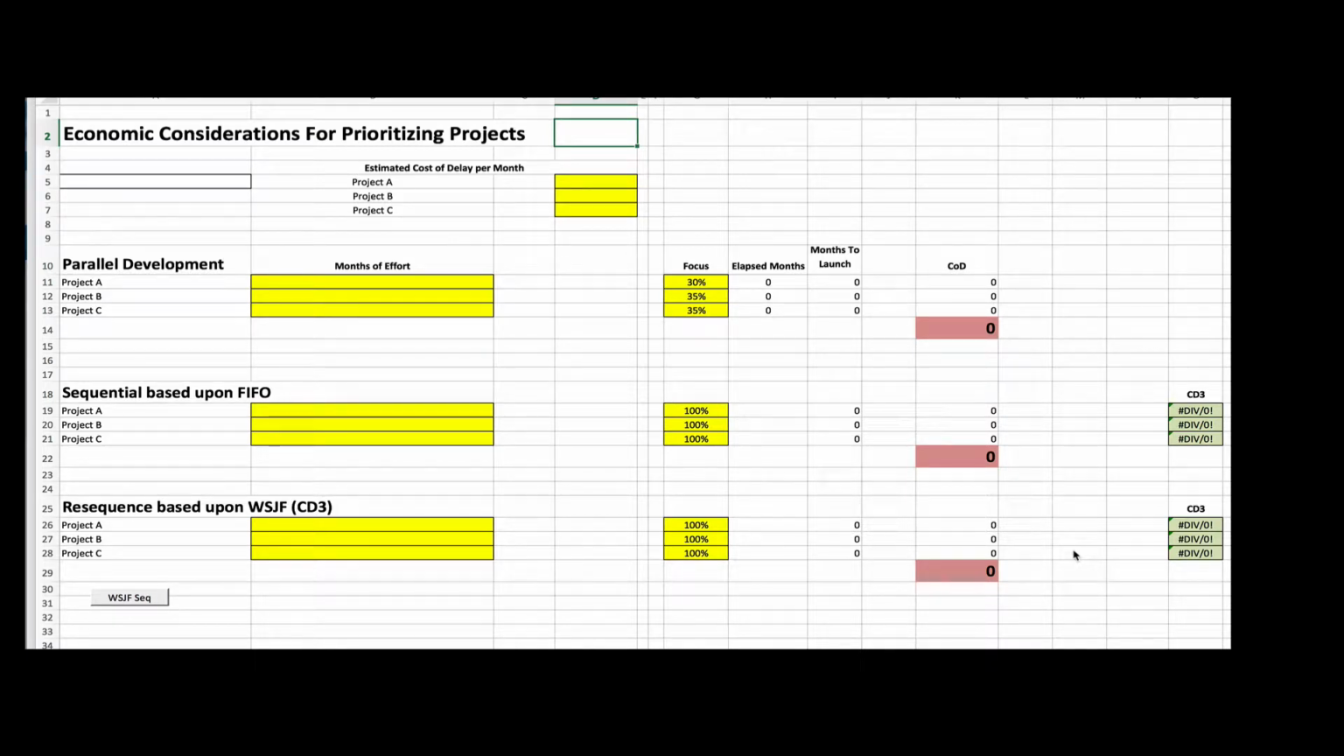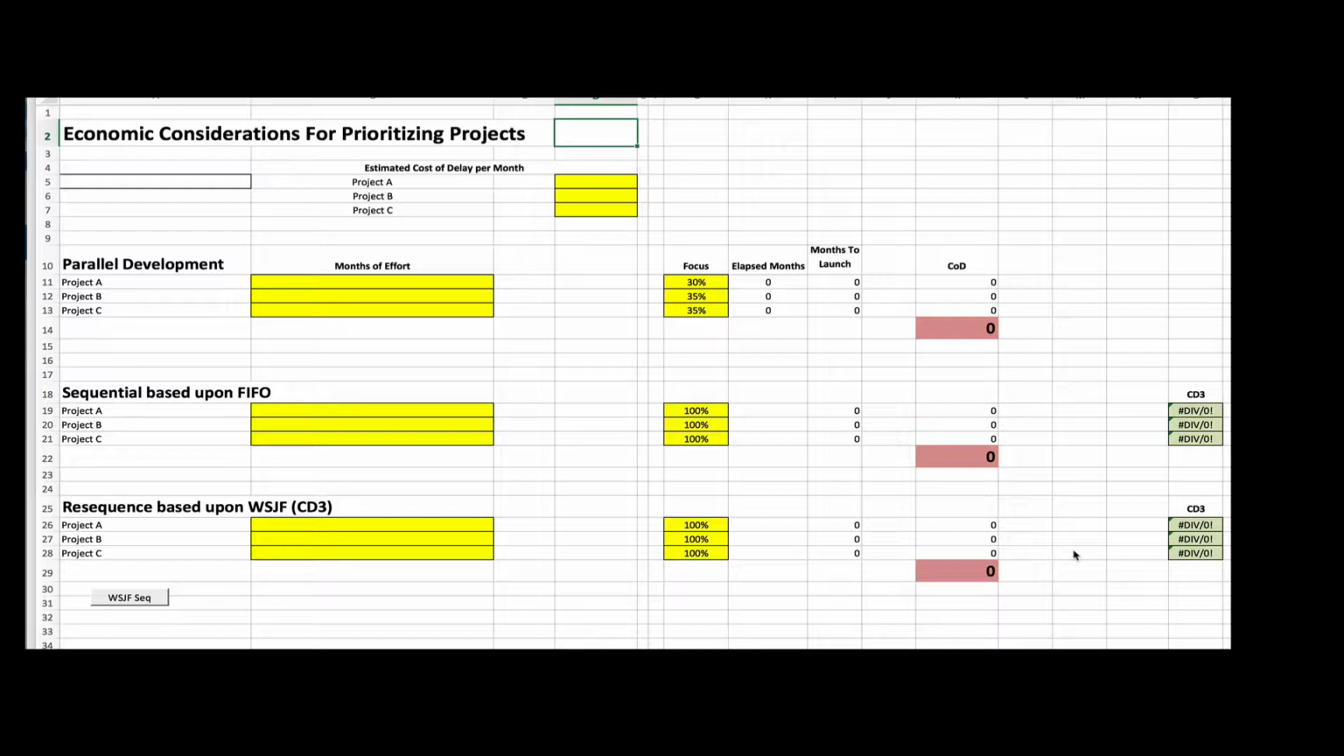Welcome to this walkthrough of a simple spreadsheet program that we're going to use to investigate some of the economic considerations for prioritizing projects. We're going to use the cost of delay number, something we've talked about before. I invite you to spend some time acquainting yourself with that if you haven't already done so.